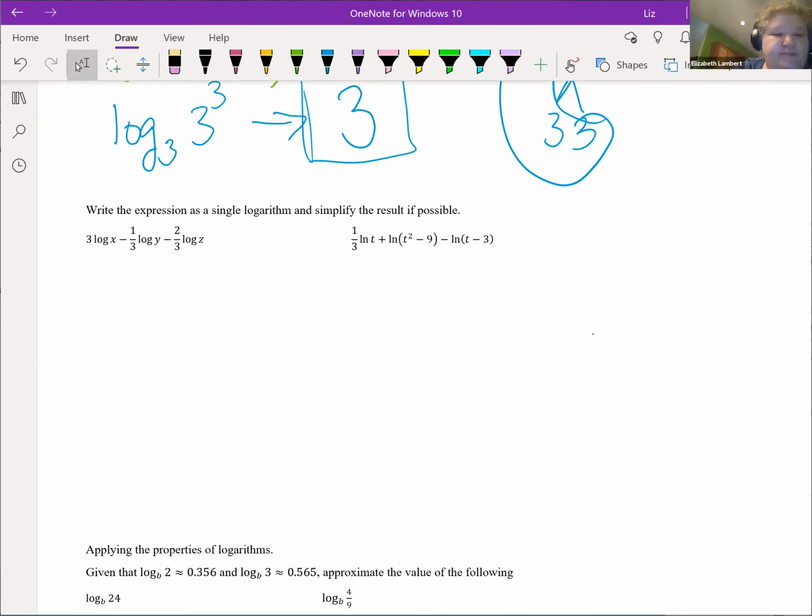Alrighty. So first thing then, since the last step we did when we were expanding was the power step, the first thing we're going to do here is power everything back up.